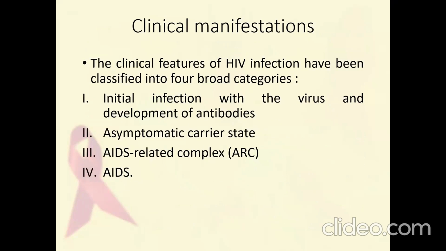Then we had seen about types of AIDS. It is classified into four broad categories. First is initial infection with the virus and development of antibodies. Second is asymptomatic carrier state. Third is AIDS related complex. And the last one is AIDS.